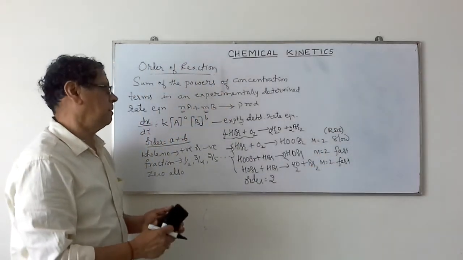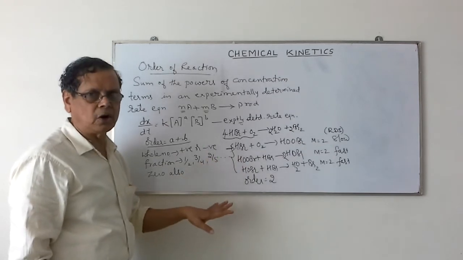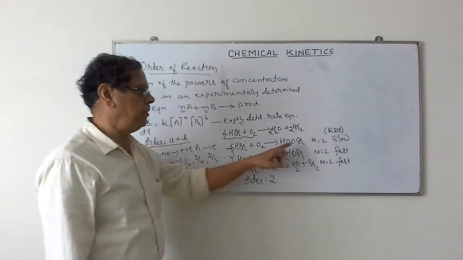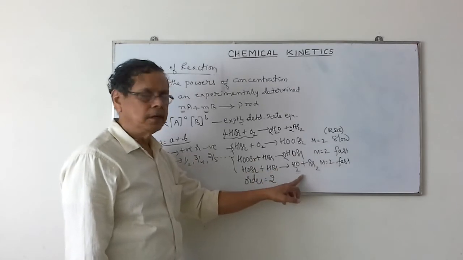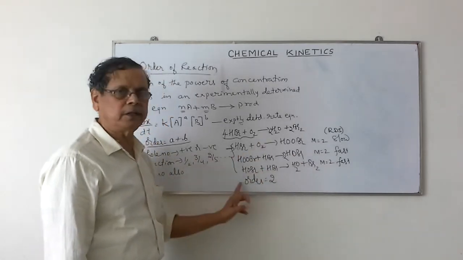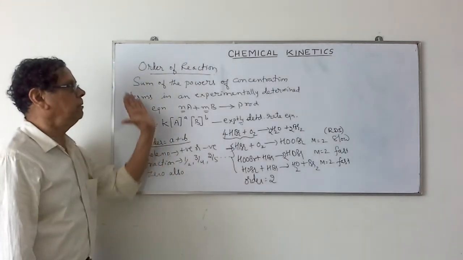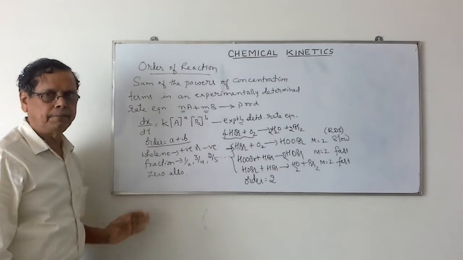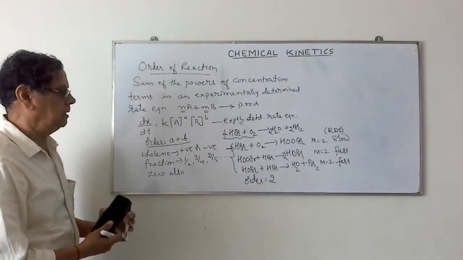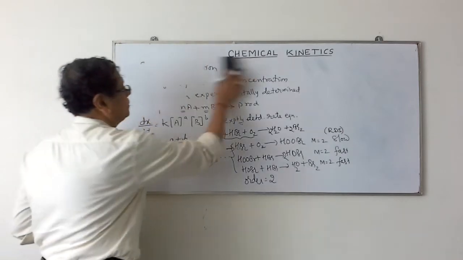So such a mechanism will have different molecularities and orders. For molecularity, we have to go for each step. But for the slowest step, if you apply the order, it is applicable for the overall reaction. So we can write the differences between the molecularity and order.